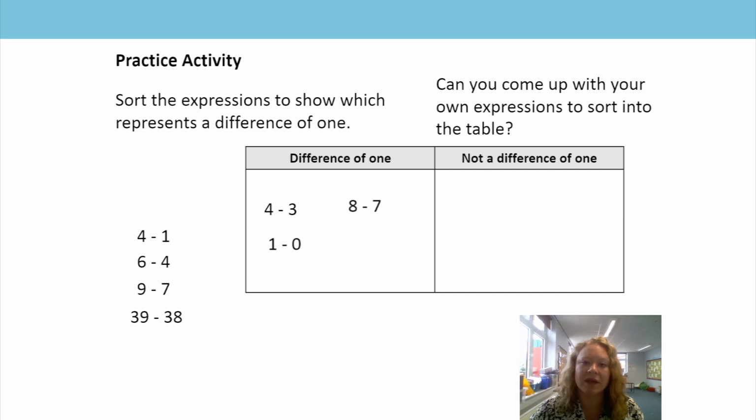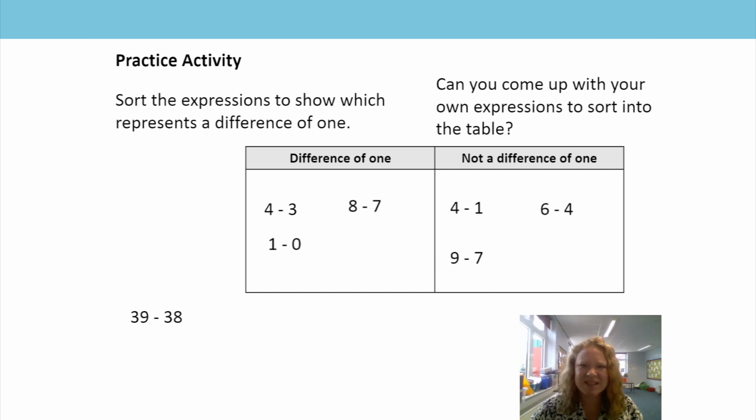4 subtract 1. Well, there's a 1 in there, isn't there? But are they consecutive numbers? No. So do they have a difference of 1? No, they don't. Well done, everyone. 6 take away 4. 6 minus 4. Not a difference of 1, is it? Because they're not consecutive numbers. Well done. Now, 9 subtract 7. Not consecutive numbers. Not a difference of 1.